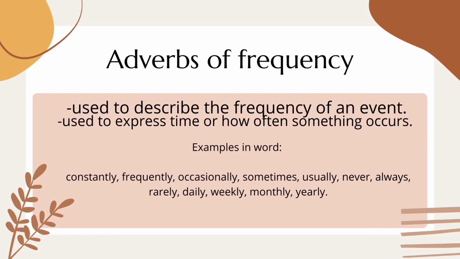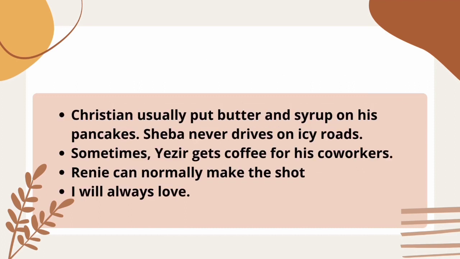So of course, we have examples in words: constantly, frequently, occasionally, sometimes, usually, never, always, rarely, daily, weekly, monthly, yearly, and etc. Examples used in sentences: Christian usually puts butter and syrup on his pancakes. Sheba never drives on icy roads. Another, sometimes Yezer gets coffee for his co-workers. Rene can normally make the shot. And I will always love.